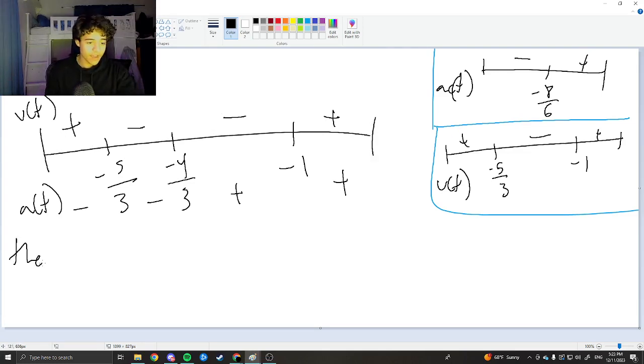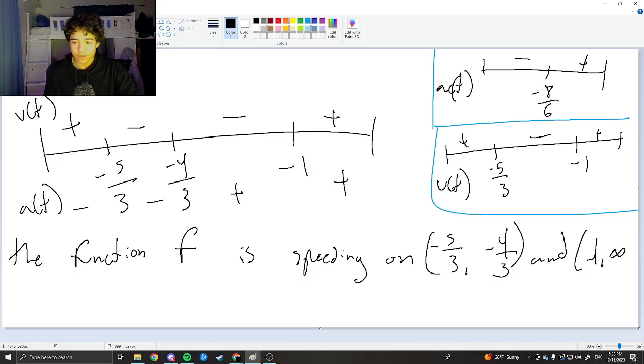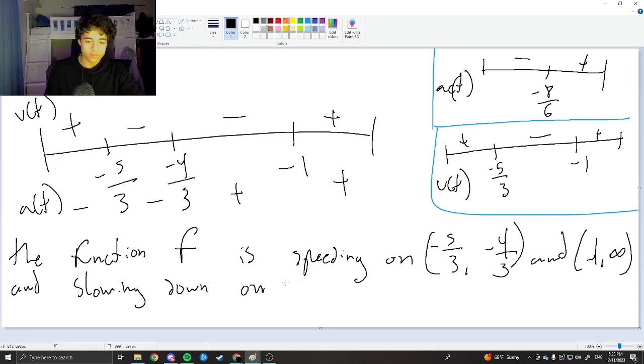So we can say that the function f is speeding up on the interval negative 5 over 3 to negative 4 over 3, and at the end here, negative 1 to infinity, and slowing down on the interval negative infinity to negative 5 over 3 and negative 4 over 3 to negative 1.